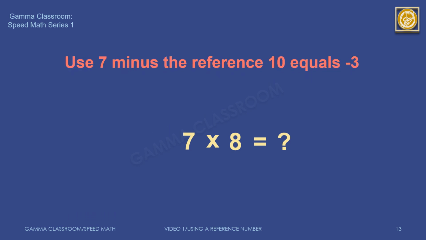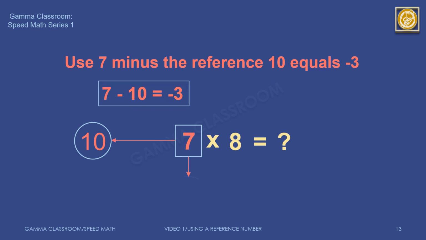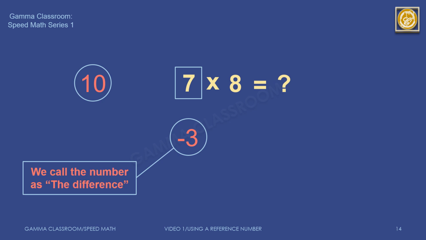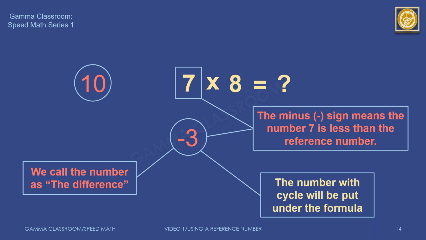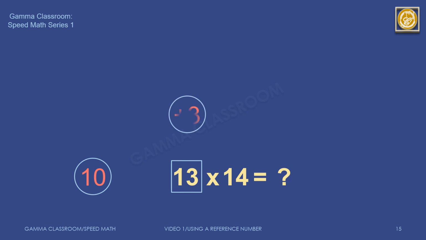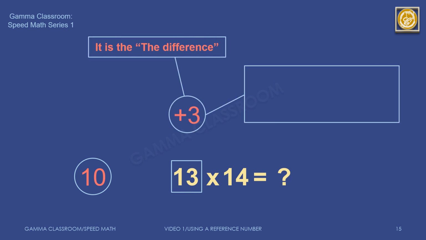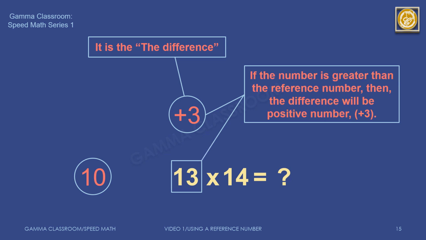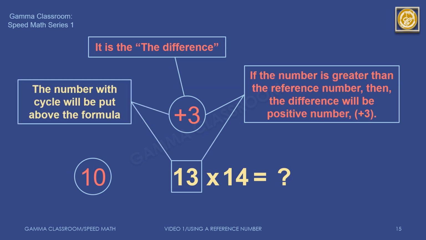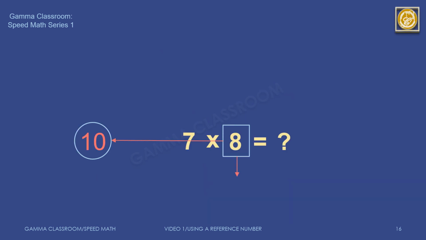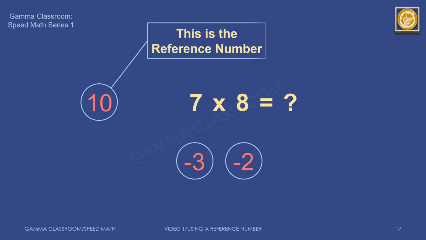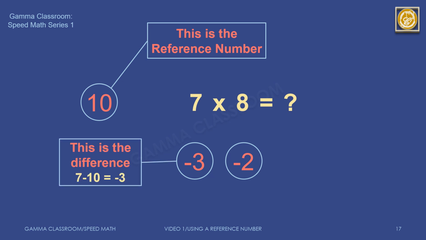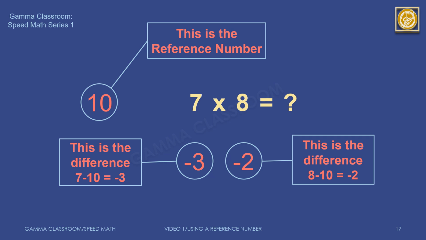Use 7 minus the reference 10 equals minus 3. We call this number the difference. The minus sign means the number 7 is less than the reference number. The number with a circle will be put under the formula. If the number is greater than the reference number, then the difference will be a positive number, and the number with a circle will be put above the formula. Use 8 minus the reference 10 equals minus 2. The 10 is the reference number. This is the difference, 7 minus 10 equals minus 3. This is the difference, 8 minus 10 equals minus 2.